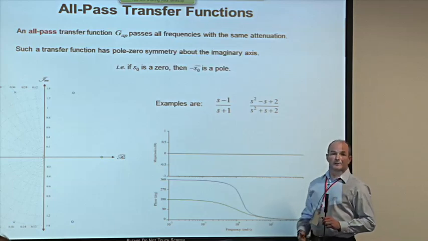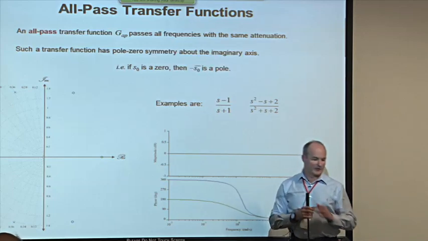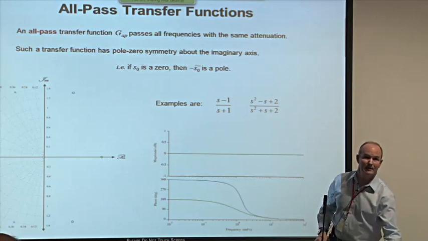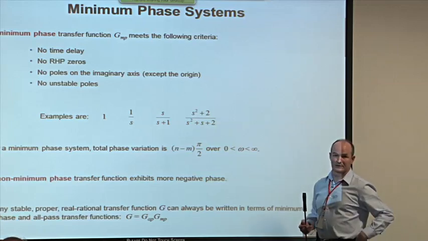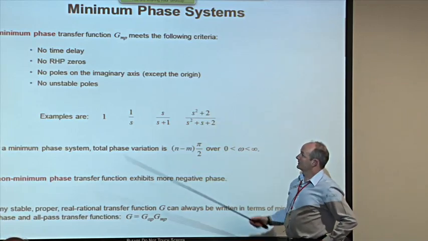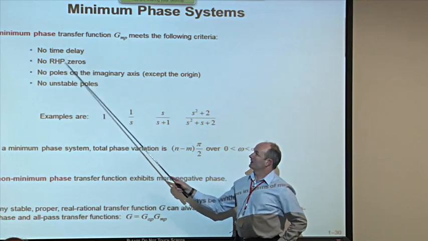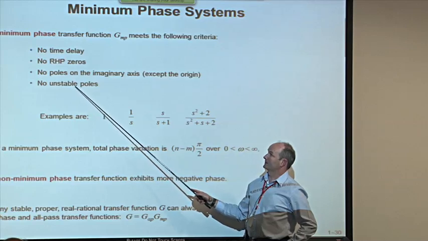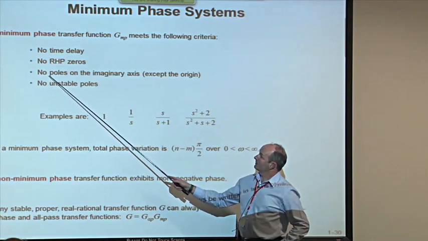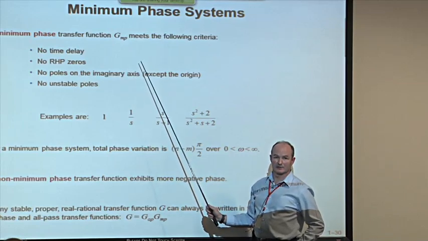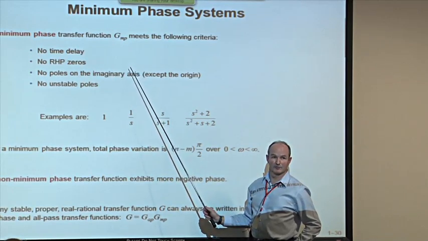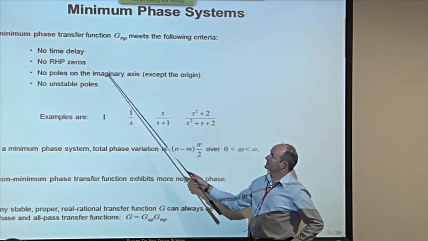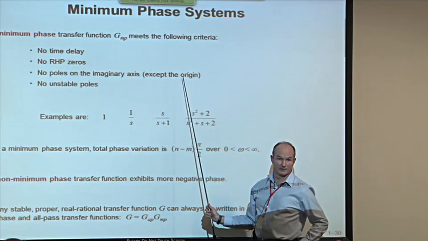The other type of system that I want to introduce to you is called the minimum phase system. And in order to qualify as a minimum phase system, it must have four characteristics. First of all, it must be well behaved, because it needs no time delay, no right half plane zeros, no right half plane poles either, because it's stable. And if it's got poles, they mustn't lie on the imaginary axis. We don't allow oscillators to be called minimum phase, but we do allow integrators to be called minimum phase. So if it has poles on the imaginary axis, the only place they're allowed to be is at the origin.